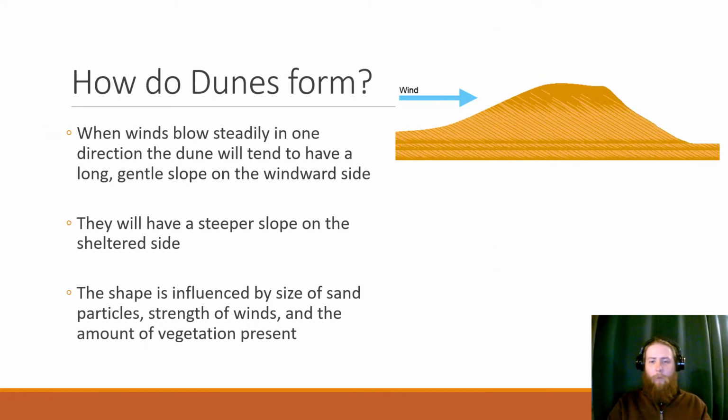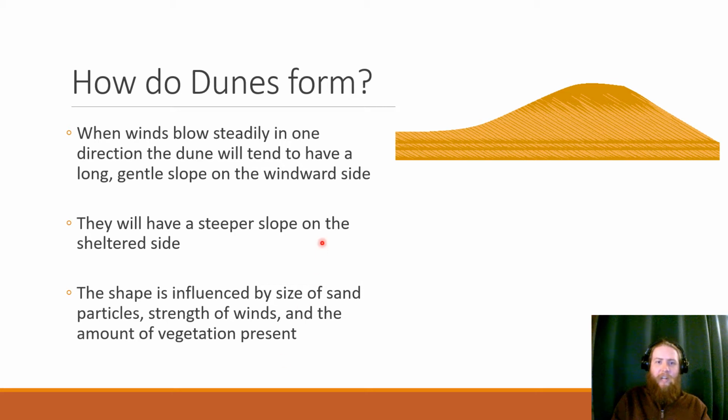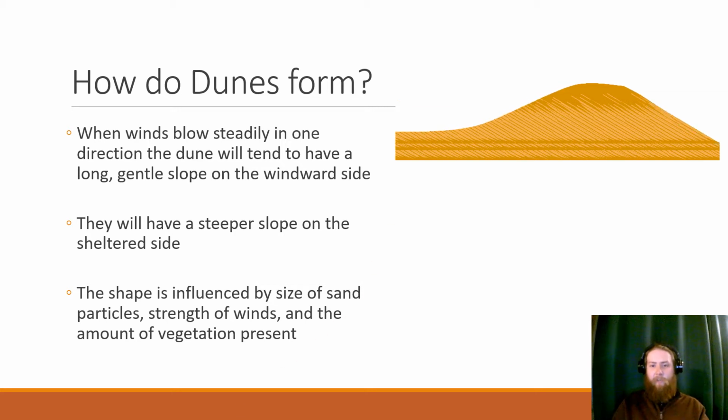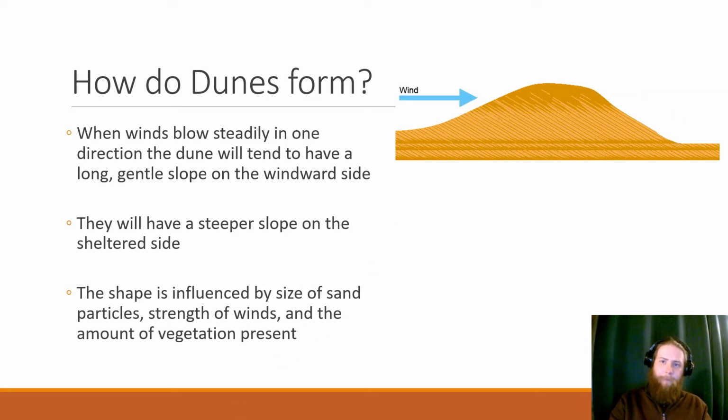How do they form? When we have wind blowing steadily in one direction, we'll have a long, gentle slope up one side of the sand dune, and then a steeper slope on the backside here. These are almost the same shape as those ventifacts, but they're made out of individual particles, not an individual rock. The shape of this dune is going to be influenced by the size of the sand, the strength of the winds, and the amount of vegetation present to slow the wind down. And we're actually going to jump into the different types of dunes next.